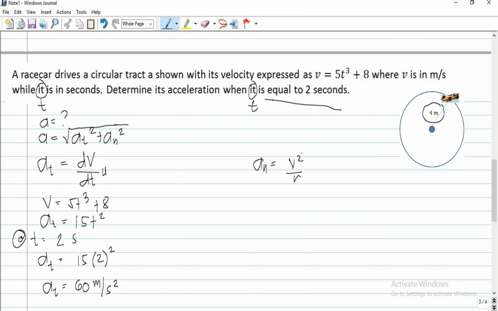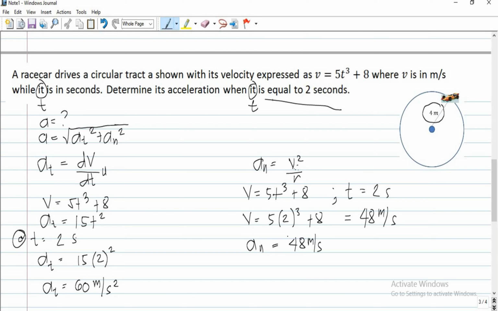I need my normal acceleration. Saan ko kukunin si v? Since yung ating v ay 5t cubed plus 8, we can directly substitute for the v. You have to take note that t is equal to 2 seconds. So, kapag isa-substitute ko lang siya, 5 times 2 cubed plus 8, that is equal to 48 meters per second. Right? So, masolve ko na ngayon si an.